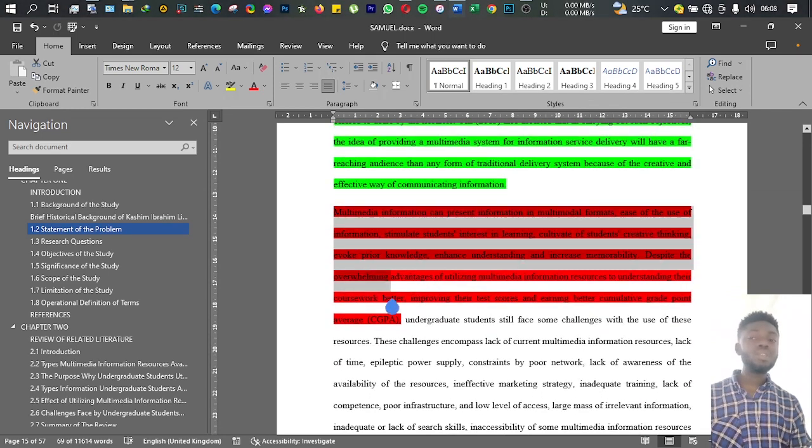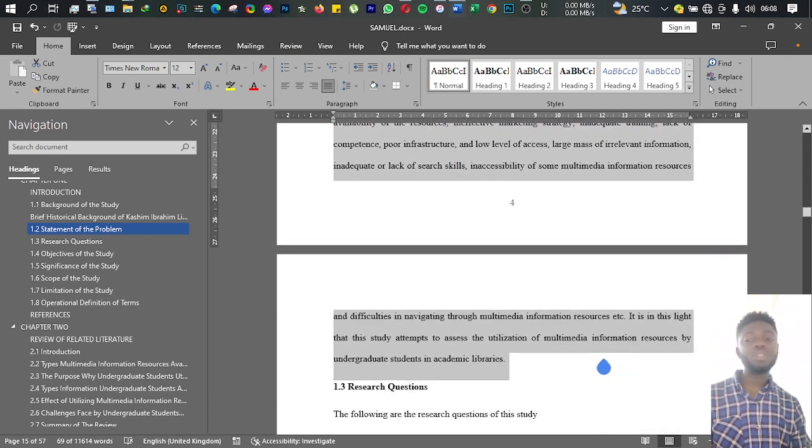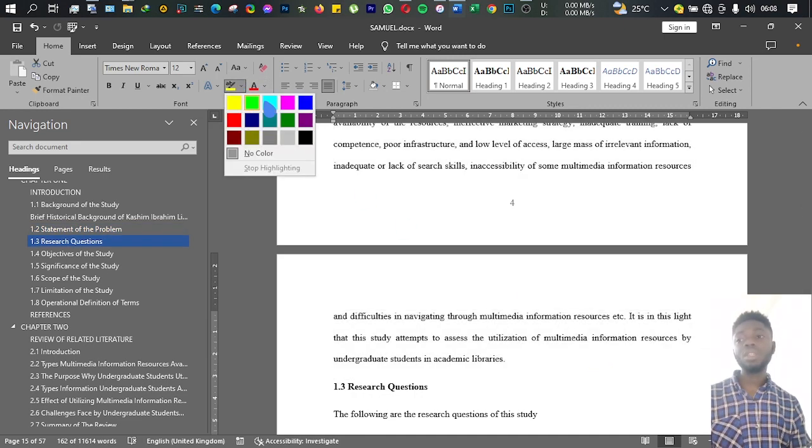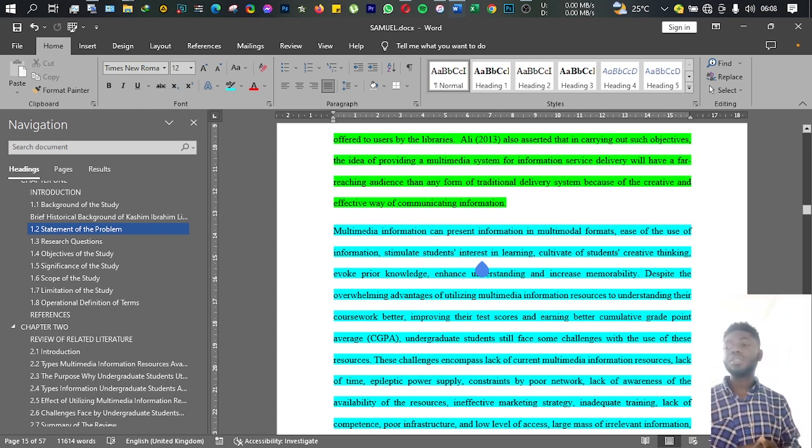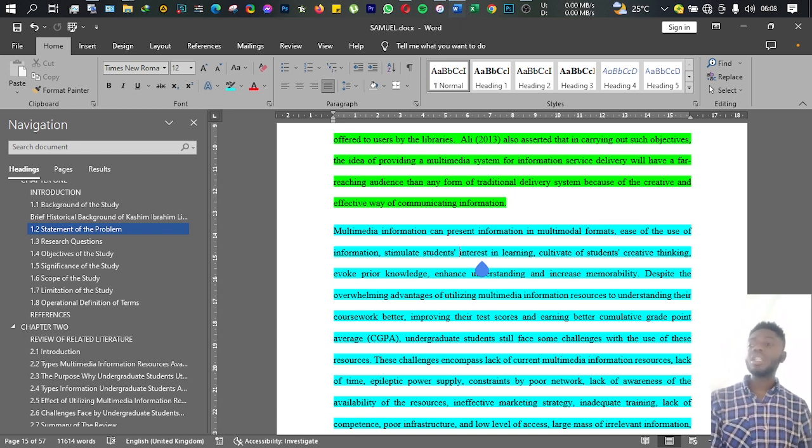Then the next thing is, you now tell us the problem you are trying to study. You can elaborate as much as possible. Just make sure that we are understanding what you are trying to do. Now, when you are done with your statement of the problem, the next part is your research questions. Your research questions are usually derivatives of your research topic. You cannot write a research question without a connection to your research topic. They have to be connected.